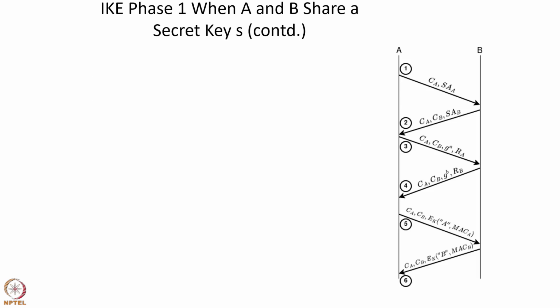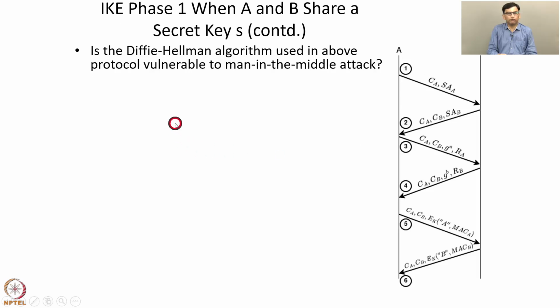So let's now analyze this protocol. The first question is: is the Diffie-Hellman algorithm used in the protocol vulnerable to the man-in-the-middle attack? We discussed the man-in-the-middle attack on Diffie-Hellman, where some intruder can modify the public key that is sent by A, and then send the modified public key to B and vice versa. So the intruder can take a modified public key from B and send the modified public key to A. So is the Diffie-Hellman algorithm vulnerable to the man-in-the-middle attack?